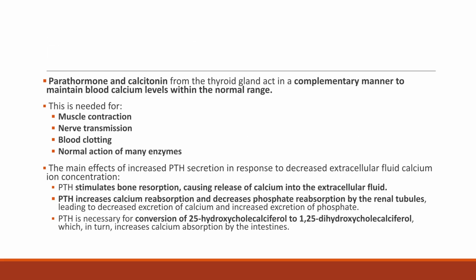PTH and calcitonin work together to maintain normal blood calcium, which is vital for muscle contraction, nerve transmission, blood clotting, and enzyme action. Increased PTH stimulates bone resorption, increases calcium reabsorption in renal tubules, and is necessary for the conversion of 25-hydroxycholecalciferol, which increases intestinal calcium absorption.